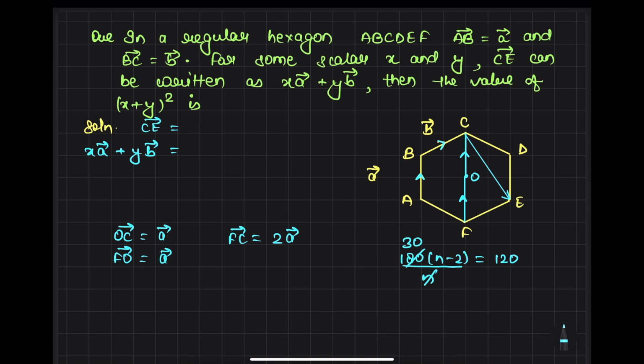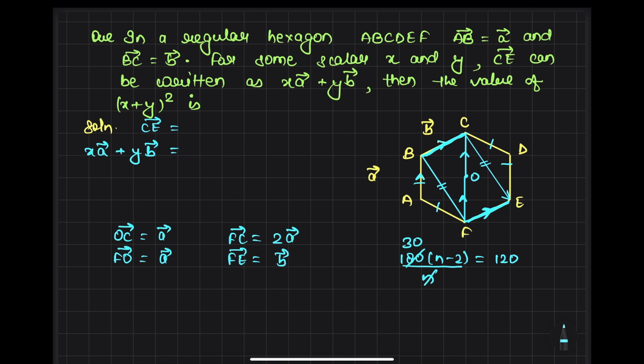I hope till this part you guys are okay. Now, look at this part. I will connect this and I'll connect CE. So this side is equal to this side, and this side is equal to this side. Similarly, if you observe, this thing and this thing will be equal and parallel. So can I say that vector FE will become vector b?